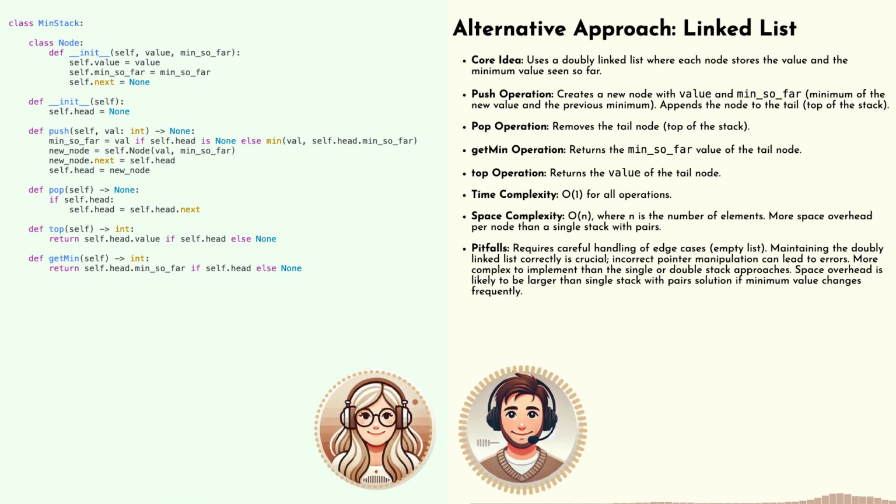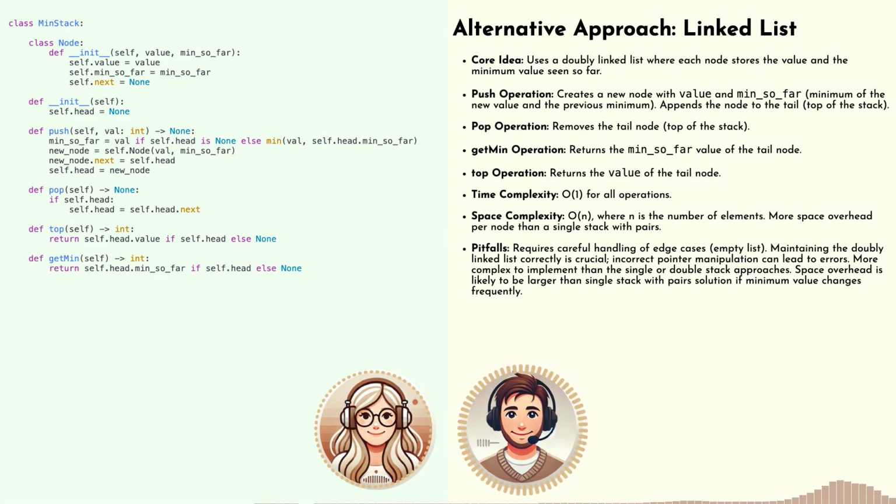How can we use a linked list to build a min stack? So similar to the single stack with pairs approach, each node in our linked list is going to store both the value and the minimum value encountered up to that point. We can call this field minToHere. So we're embedding that minimum tracking directly into the structure of the linked list. Exactly. And just like with a stack, we'll always be adding and removing elements from the top of our structure. But in this case, the top will be the tail of our linked list.